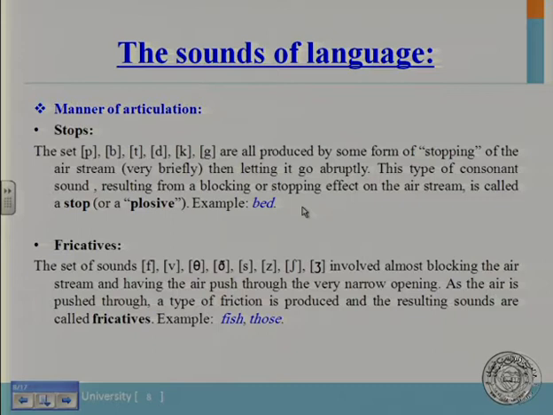As an example, if we pronounce fish, fish begins with a fricative and also ends in sh, again a fricative. These two sounds are voiceless sounds. Another example here is those. Th, again, is a voiced sound.